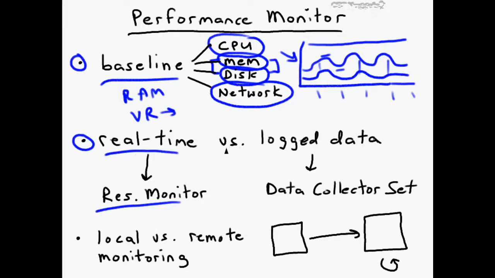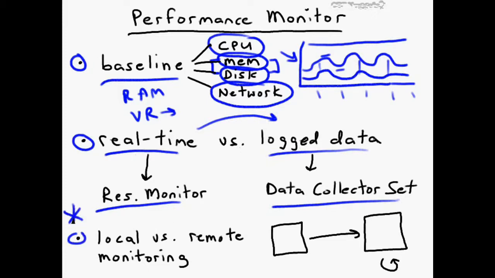Downside with real-time is that it's not being logged or permanently stored. In Windows Vista and Windows 7, the manifestation of logged data is called the Data Collector Set, or DCS. Really robust way to log data. Hang on to your hats for the demo.